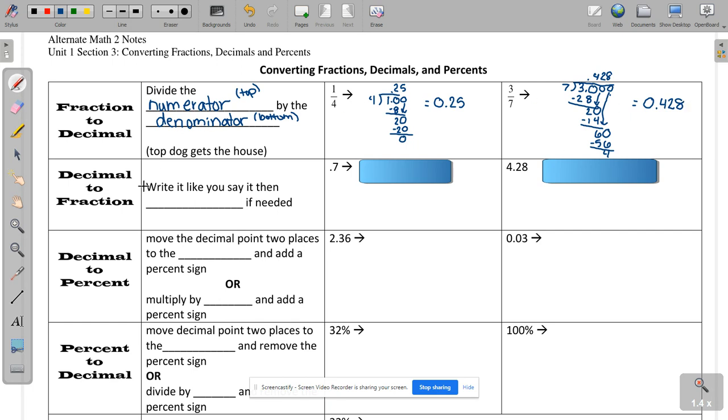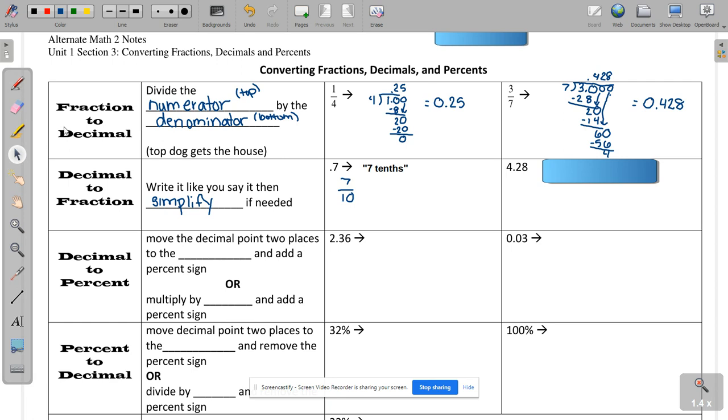Now let's look at decimals to fractions. So we're going to write it just as you would say it, and then we're going to simplify. So 0.7, we would say that as 7/10. So we need to write 7/10. Now, can we simplify this anymore? We cannot. So our fraction for the decimal 0.7 is 7/10.